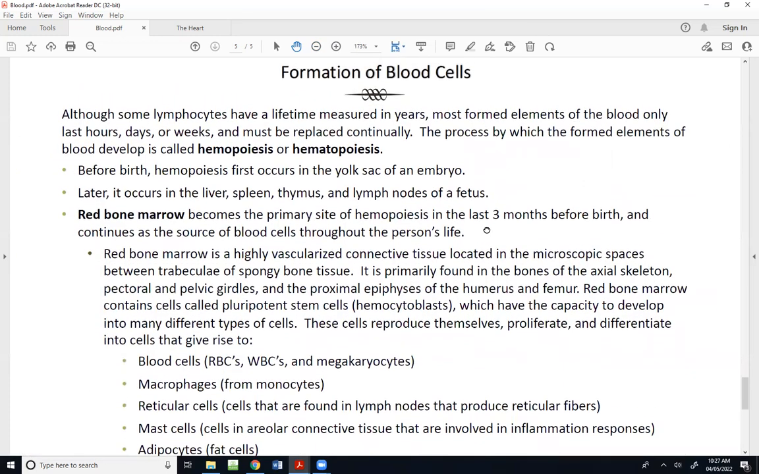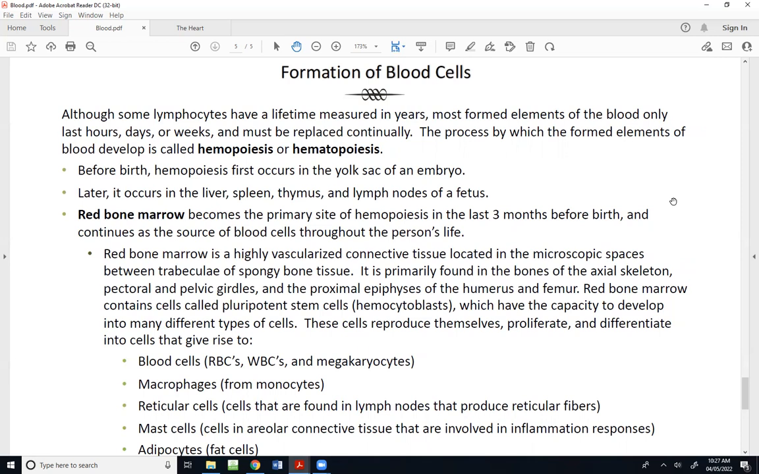As I've already said, some lymphocytes do have a lifetime measured in years, but for most of the formed elements of our blood, they last only hours, days, or weeks, and therefore must be replaced continually. Okay, we've seen these terms before, but the production of our blood cells is called hemopoiesis or hematopoiesis. Before birth, and this is way before we have any organs develop, it takes place in what's called the yolk sac of an embryo.